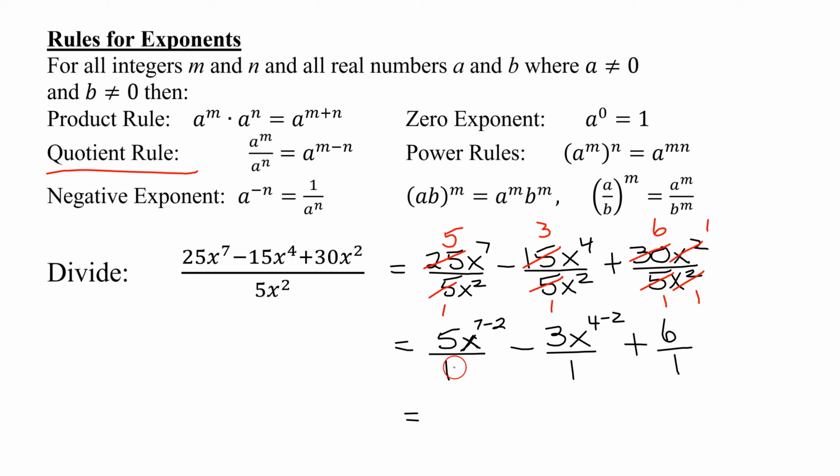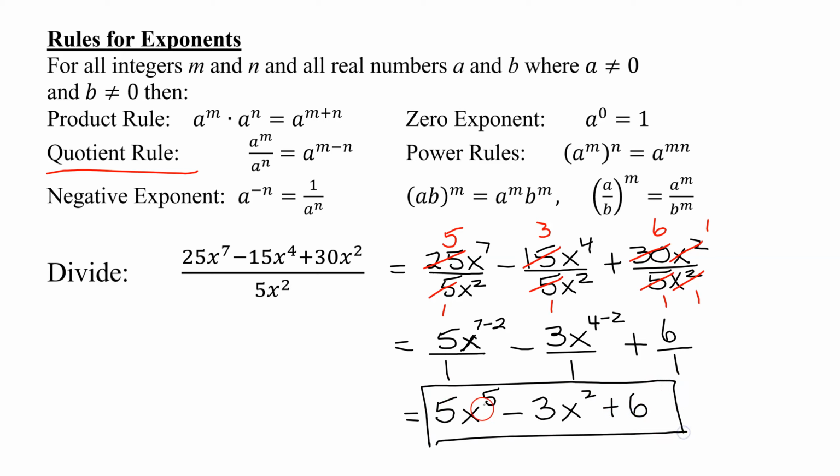So now all I have to do is tidy it up. Do I need any of these 1s in the denominator? No. So I just get 5x, 7 minus 2 is 5, so it's 5x^5, minus 3x raised to the 4 minus 2, which is 2, so it's minus 3x^2, plus 6. So my answer is 5x^5 minus 3x^2 plus 6.